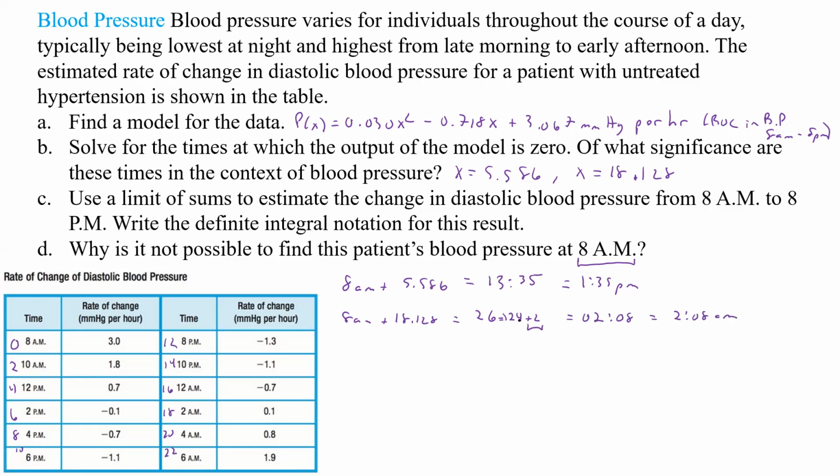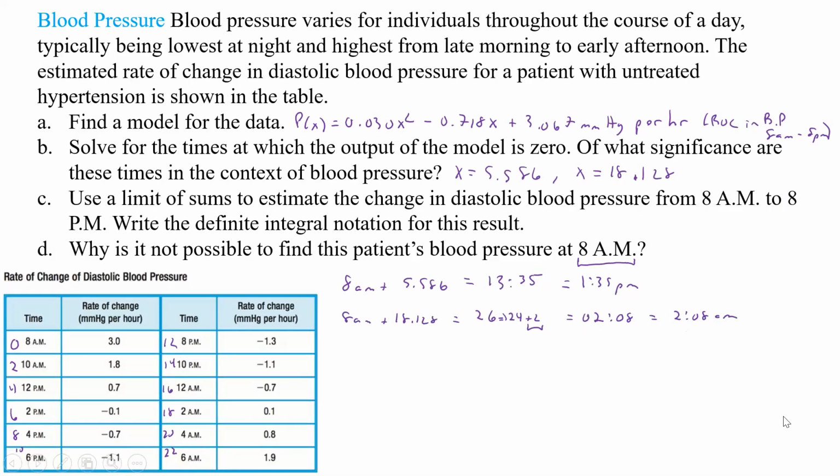So again, military time is really nice to be able to use here because we can go up to the 24 hours, and then after that kind of go from there. And so 02 is 2 a.m. All right, so now we have our times, 1:35 p.m. and 2:08 a.m.